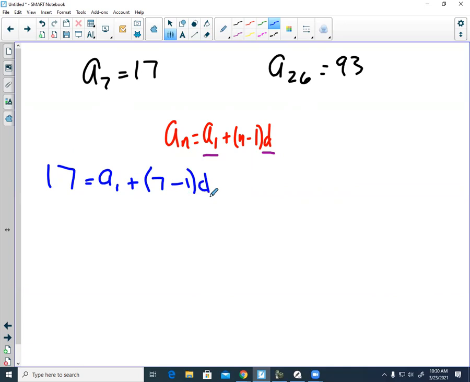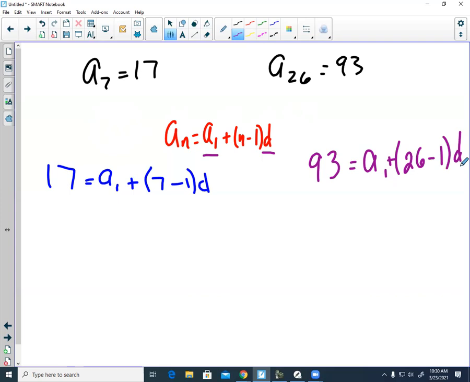Again, I'm going to explain that one more time. The 7th term is 17, right? So 7 goes in for n, 17 is what you get out. Then I'm going to do the exact same thing with the other side. So I know the 26th term is 93, so I'm going to get 93 equals A1 plus, and then the 26 is the number I plugged in to find it, times D.